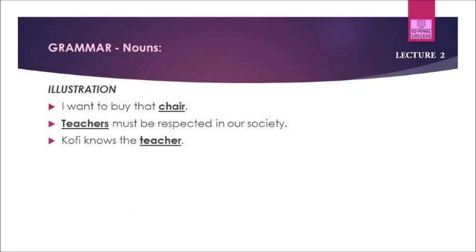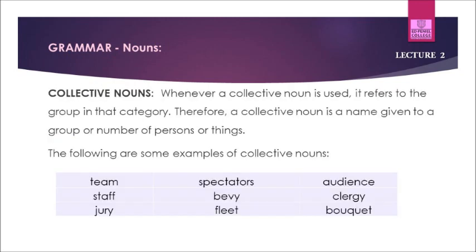Now look at the illustration, the examples there. I want to buy that chair. Chair is an example of a common noun that has been underlined and begins with a small letter. Teachers must be respected in our society. Teachers is a common noun, but because it begins a sentence, we are writing it with a capital letter that begins it. Now, Kofi knows the teacher. In the example C, the teacher ends the sentence, so it cannot be begun with a capital letter because it's a common noun. So take note. Wherever you see a common noun, the first letter is a small letter, except that it is starting a sentence, or it's coming after a full stop, so to say.